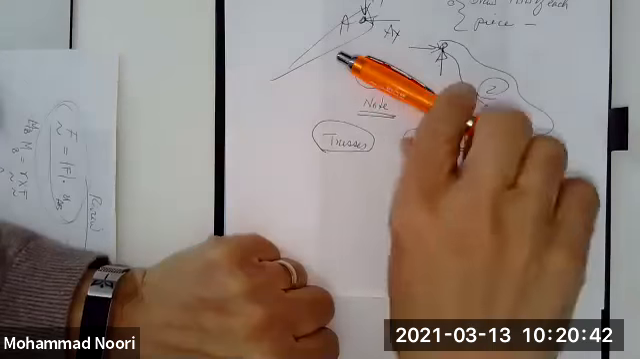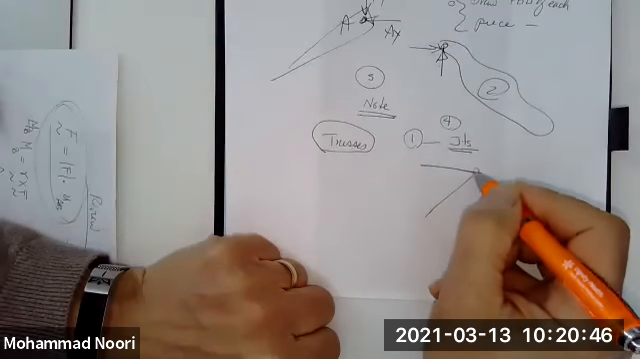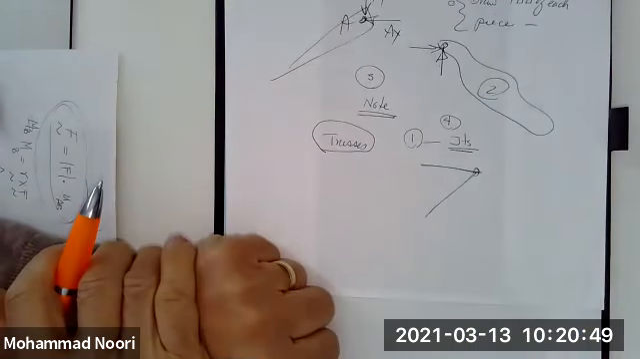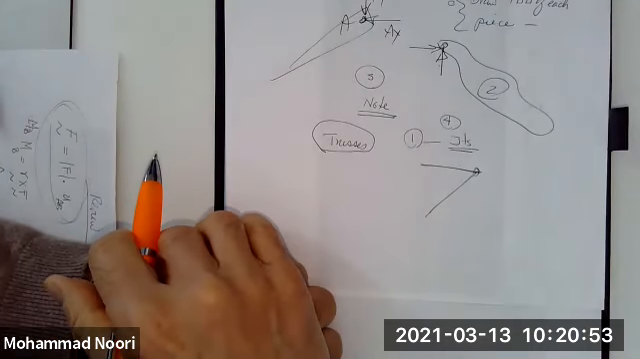Both of them are zero force members. So if you have a joint in a truss where two members are coming in and there is no external load, you can remove those members. Both of them are zero.